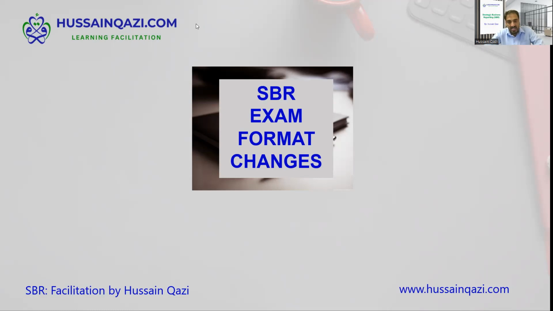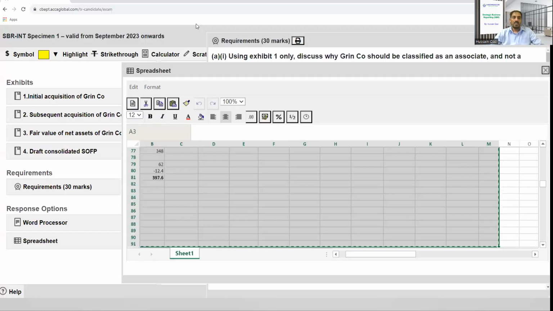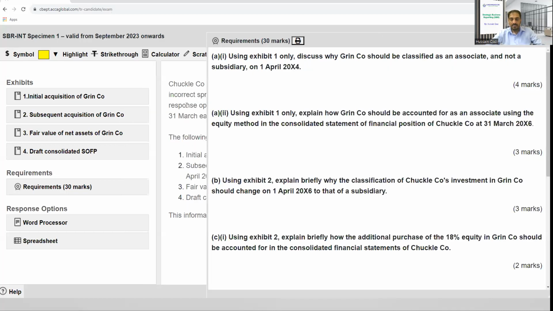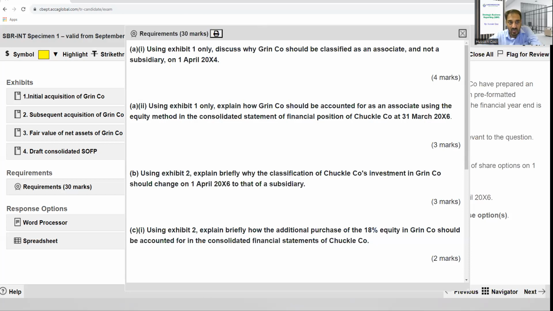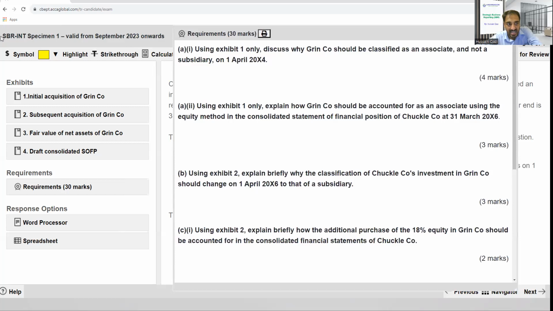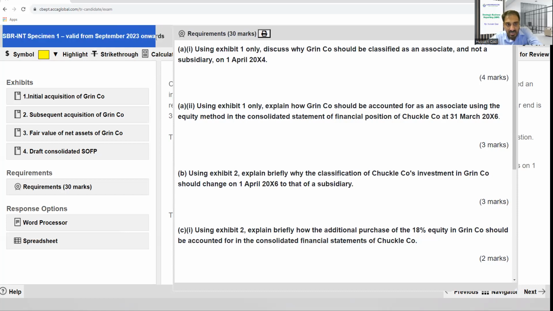So what is this about? Students, about the changes, now we are going to discuss with specimen 1. I hope screen is clear. SBR International Specimen 1, valid from September 23 onwards. That's the point.